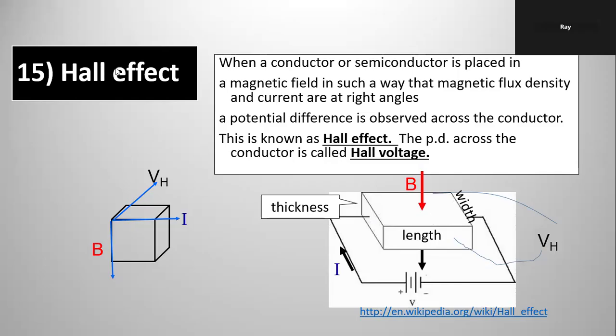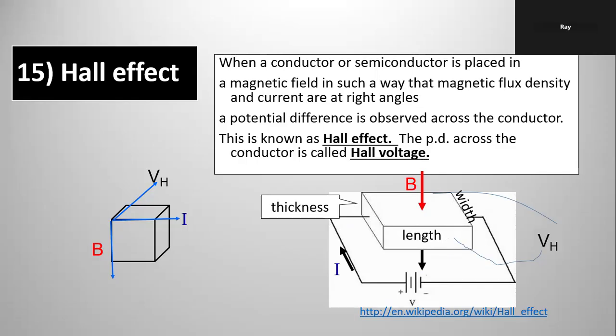This is a Hall effect setup. This is your conductor or semiconductor. There's a magnetic field perpendicular to one face. There's a current flowing through another face. Current flowing in one direction, magnetic field in one direction. Then you observe that there's a potential difference across the two faces.